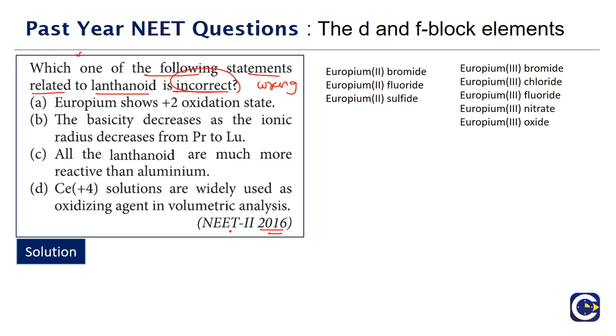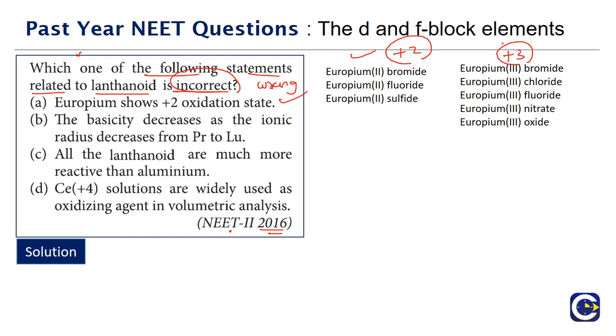So europium, if you look at the compounds of europium, yes, the +3 oxidation state of europium is stable. That's why we'll have what? Europium 3 bromide, europium 3 chloride, fluoride, nitrate, etc. But europium can also show +2 oxidation state. There is europium 2 sulfide, europium 2 fluoride, europium 2 bromide, etc. So europium can show +2 oxidation state.